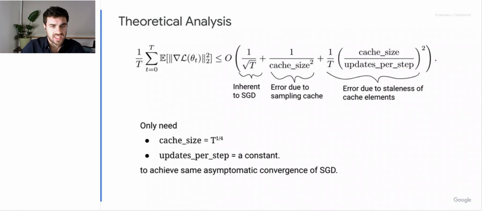Now looking at this inequality, we see that we only need the cache size to be t to the 1/4, number of iterations to the 1/4, and we only need to do a constant number of updates per step, that is, only a constant number of elements need to be added to the cache every step. And if we have these, then we achieve the same asymptotic convergence as stochastic gradient descent.